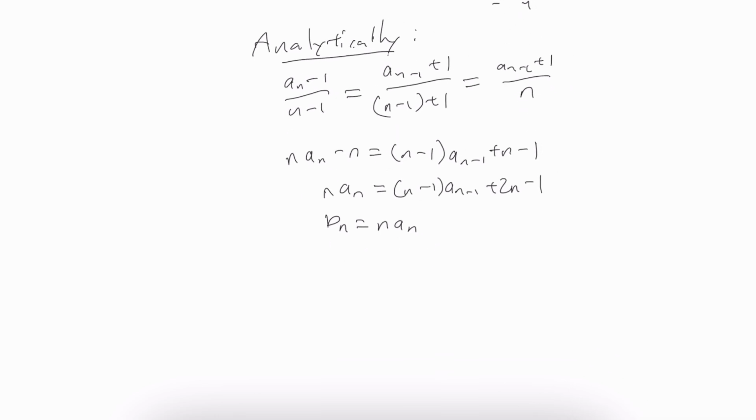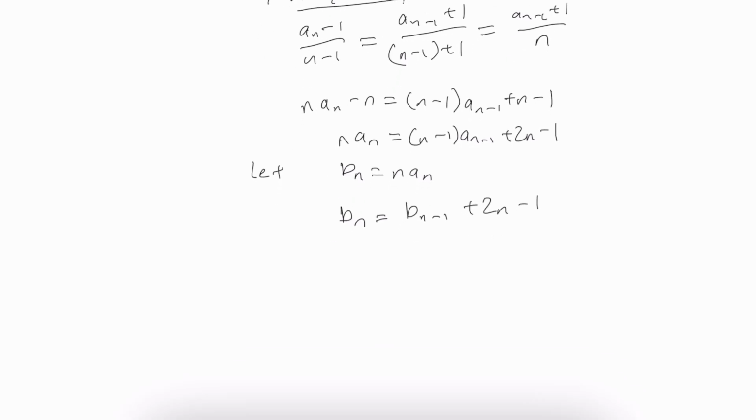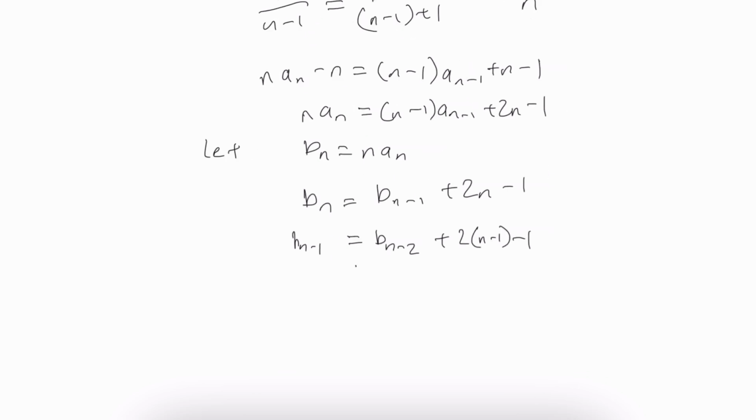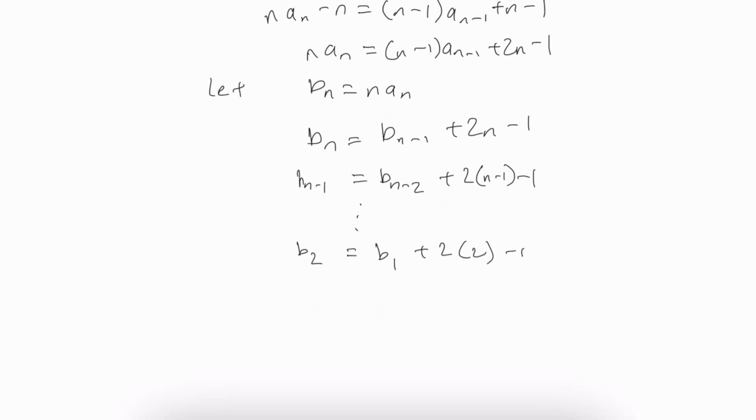So then we have b sub n is equal to b sub n minus 1 plus 2n minus 1. And we can continue down all the way to b sub 1, right? We have b sub n minus 1 is equal to b sub n minus 2 plus 2 times (n minus 1) minus 1. And this goes until b sub 2 is equal to b sub 1 plus 2 times 2 minus 1.